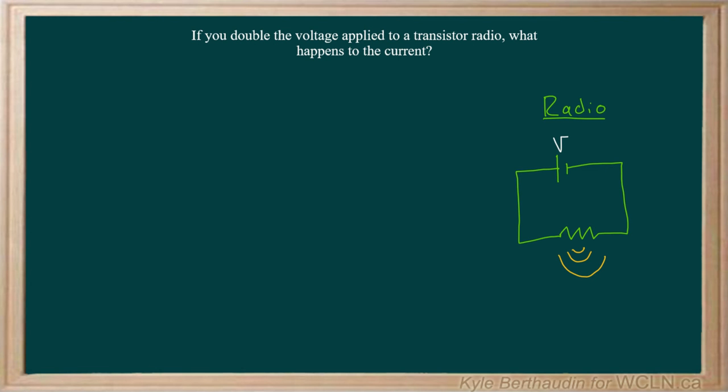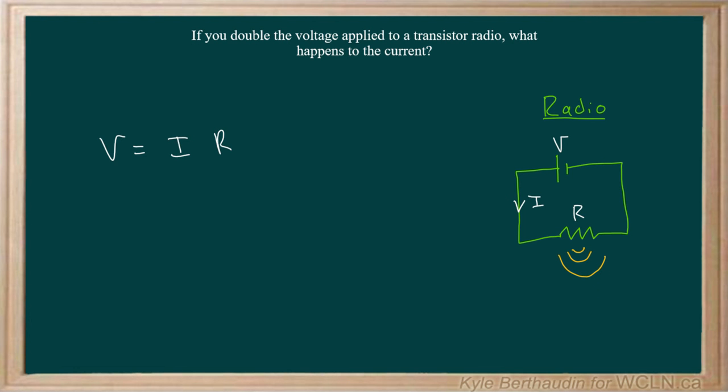There is also some resistance that is intrinsic to the radio. We'll just call it R. And then there's some current traveling through the circuit, which has current I. And so let's think about this using Ohm's law. V equals IR.